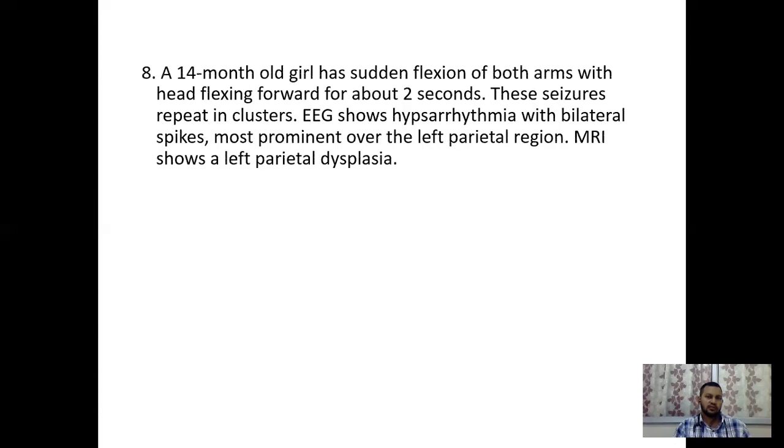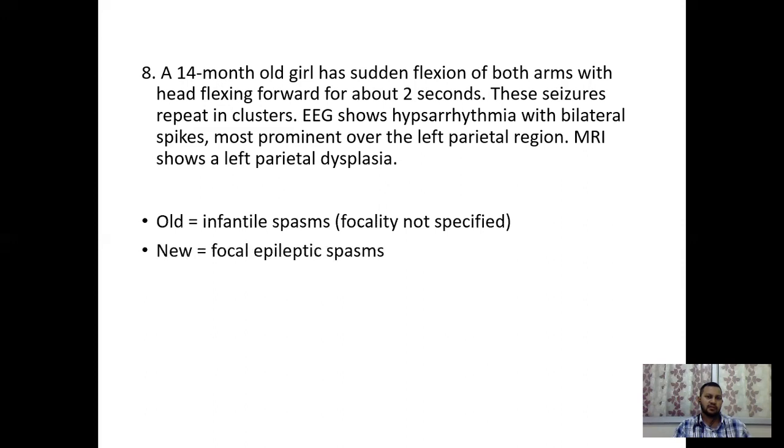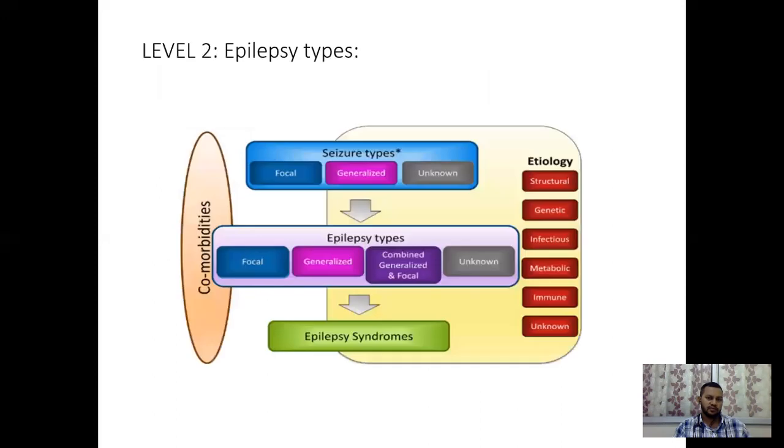A 14-month-old girl has sudden flexion of both arms with head flexion forward lasting about 2 seconds. These seizures repeat in clusters. EEG shows dysrhythmia with bilateral spikes most prominent over the left parietal region. MRI shows a left parietal dysplasia. Old: infantile spasms. New: focality is not clustered, so focal epileptic spasms.